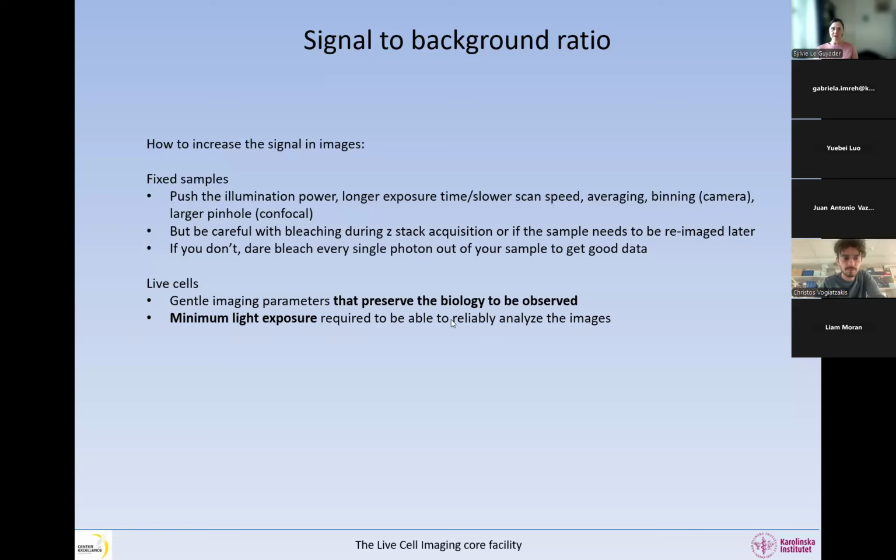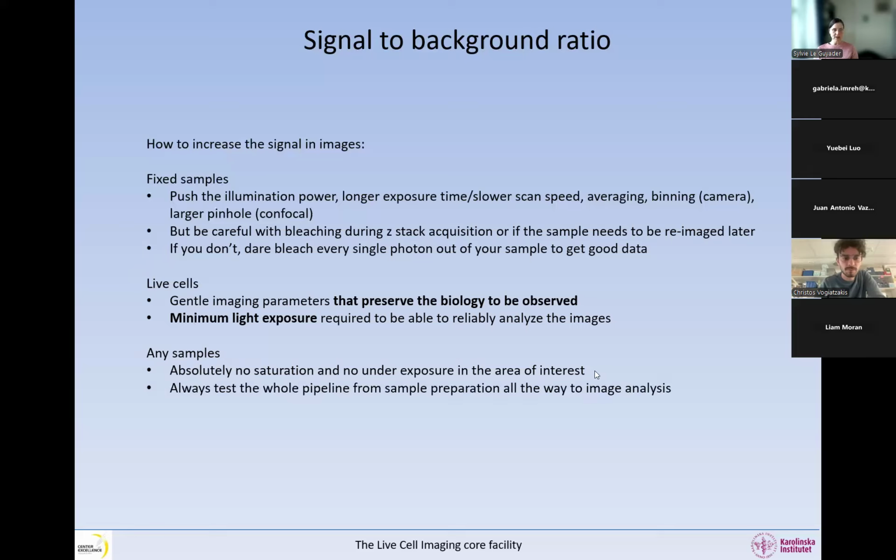So there you'd really want crappy images. You want the crappiest images that allow you to reliably analyze the images. What is important here is that you have a low light exposure for live samples. And for all samples, regardless of whether they are live or fixed, we absolutely want no saturation, no underexposure in the area of interest. That is true for all imaging.